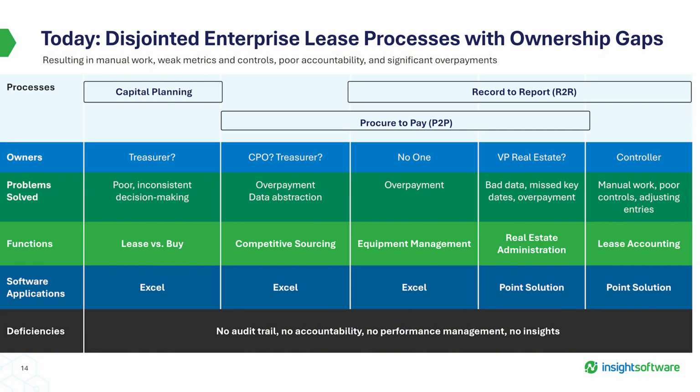The real estate function misses key lease dates due to bad data, and controllers are still wrestling with the same manual work and poor controls from 2019. On top of that, most teams are using Excel or isolated point solutions, leading to no accounting trail, no accountability, and no insight.